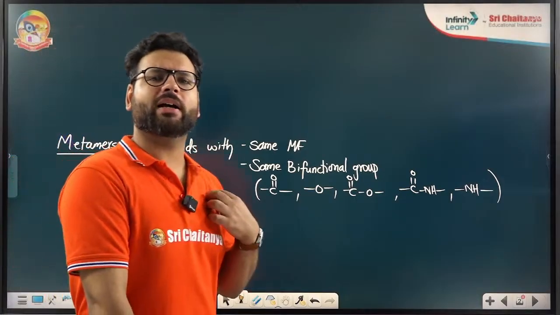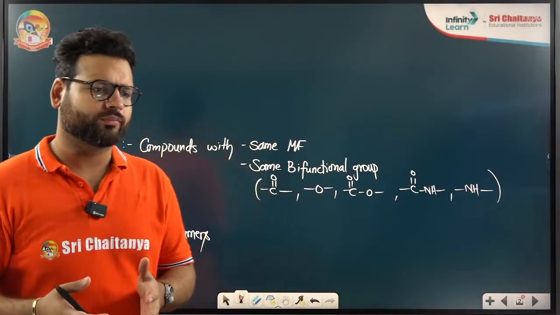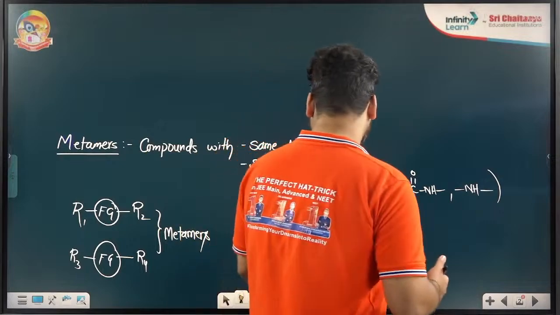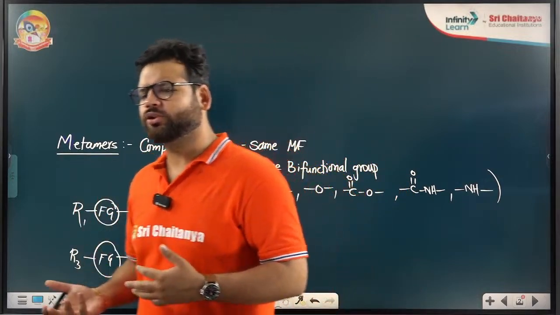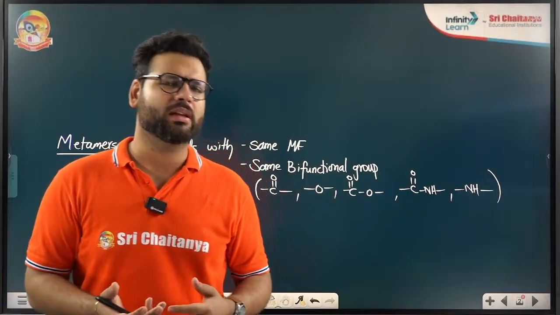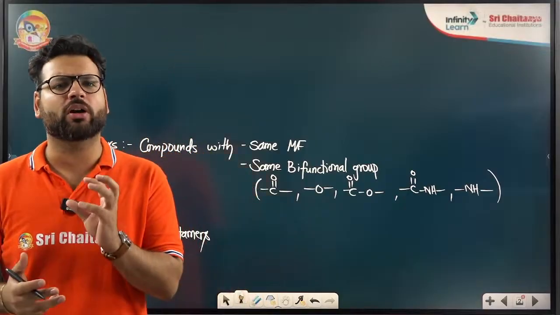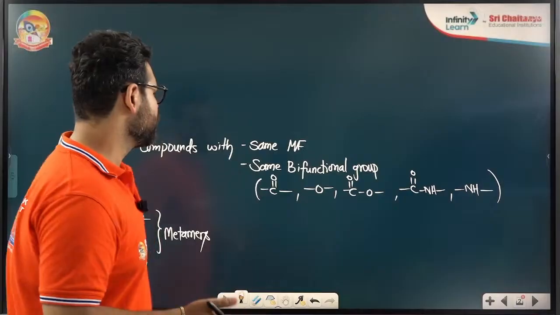So a question can be asked like this: which functional group cannot show metamerism? The answer is that alcohols cannot show it, amines cannot, aldehydes cannot, and carboxylic acids cannot, because they do not attach in the middle. So these are the ones which cannot show metamerism.